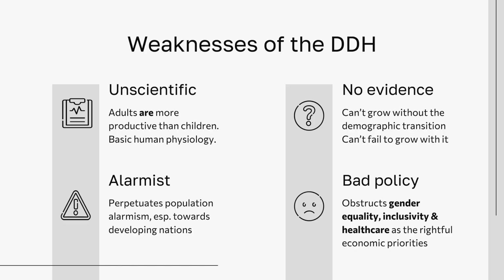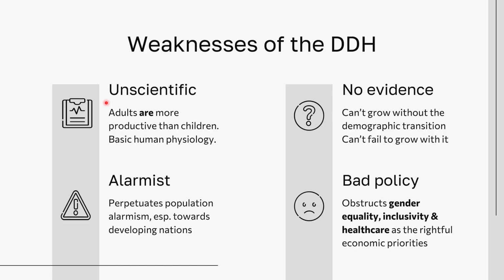The first one is a matter of science. The dividend hypothesis at its core is not aligned with the established science on human physiology. It posits effectively that getting more adults per capita has no guaranteed expansionary effect on economic productivity. Hence, it is stating that adults are not naturally more productive than children and teenagers. This is not true. Indeed, adults are more productive than teenagers and children and elderly.